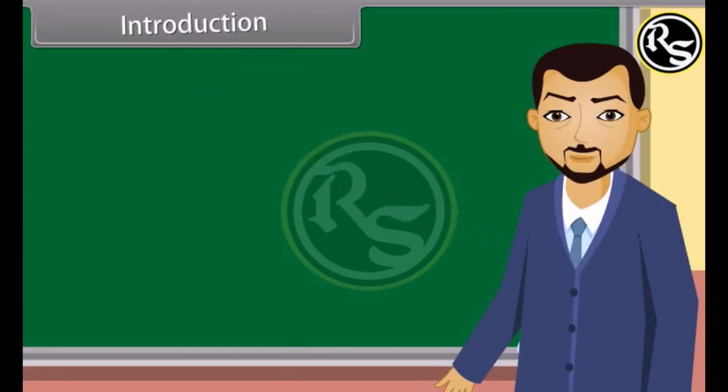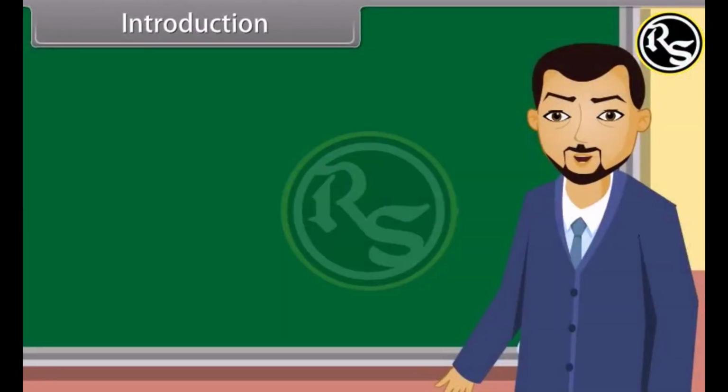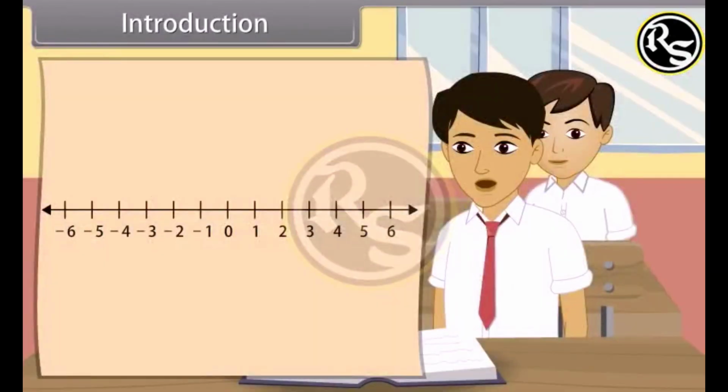Introduction. Students, do you know what integers are? A whole number that can be positive, negative, or zero. Correct. And what are whole numbers? The set of numbers that include 0 plus the set of natural numbers.